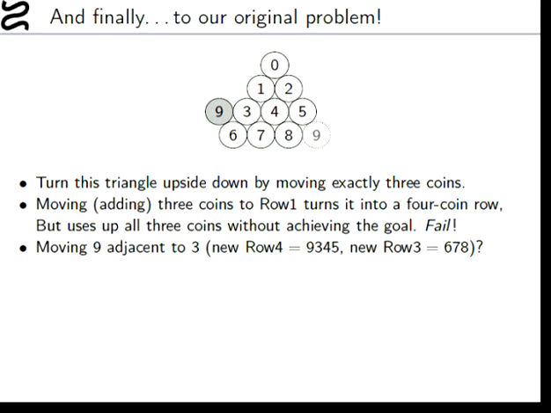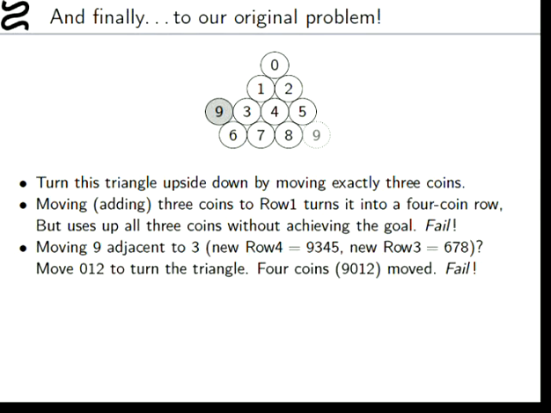Should you move coin 9 adjacent to coin 3, which means new row 4 contains coins 9 3 4 5, and new row 3 contains coins 6 7 8. If you do, you must now move coins 0 1 2, to turn this triangle around. Coins 9 0 1 2 have moved, and that is a total of 4 coins. The constraint is violated, so this is not a solution.